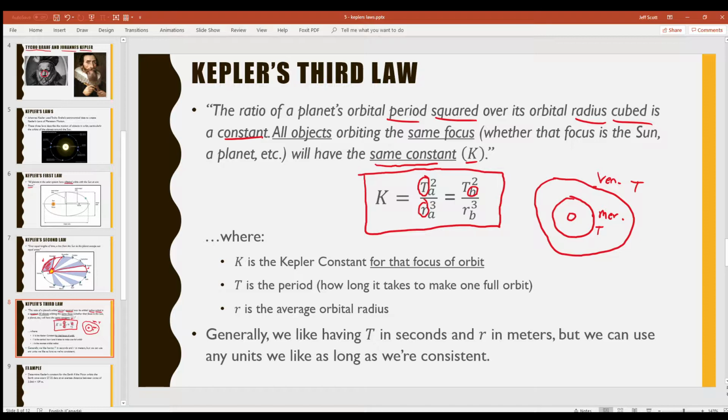All it means is that there is a constant number that is equal to the orbital period squared divided by the orbital radius cubed of literally any object that's orbiting around that central focus, right? So K is your Kepler constant for that focus of orbit. Whether that focus is the sun, it has a Kepler constant that is always the same. Whether it's the Earth, so in other words, like the moon going around the Earth or satellites going around the Earth, no matter what object is orbiting around the Earth, you can find a Kepler constant for Earth that is the same for literally all of those objects. Every single satellite, the moon, anything else, etc.